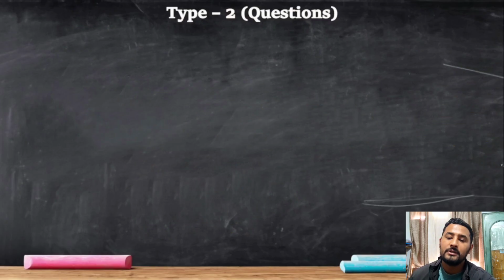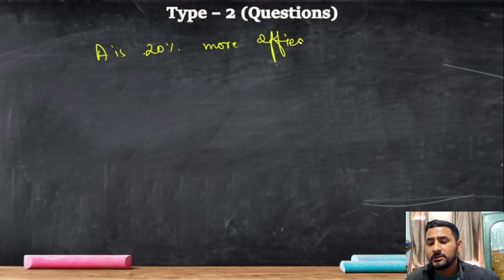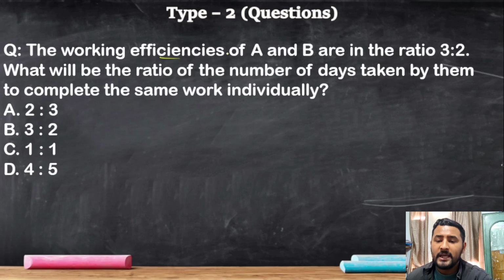Okay, let's go. Now type 2 questions. In type 2 questions, you'll be given something like this: A is 20% more efficient than B. Let me show you one question. The working efficiency of A and B are in the ratio 3:2. What will be the ratio of the number of days taken by them?